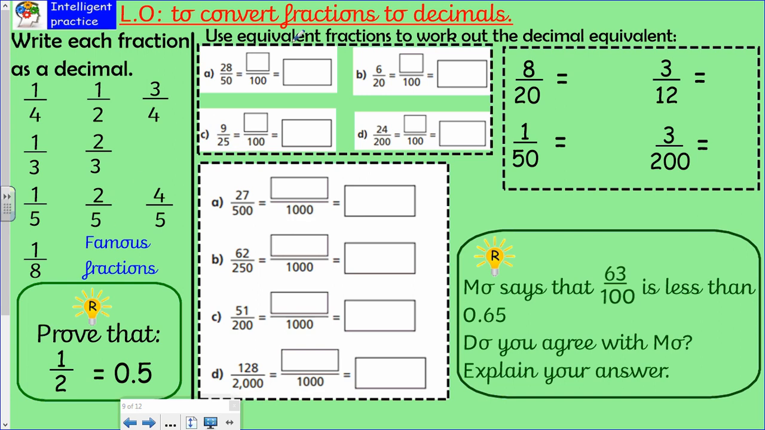Next one, use equivalent fractions to work out the decimal equivalent. So it's set out hopefully quite nicely for you. So 28/50, can you convert it into a fraction with 100 at the bottom as the denominator, and then can you change it into its decimal number?